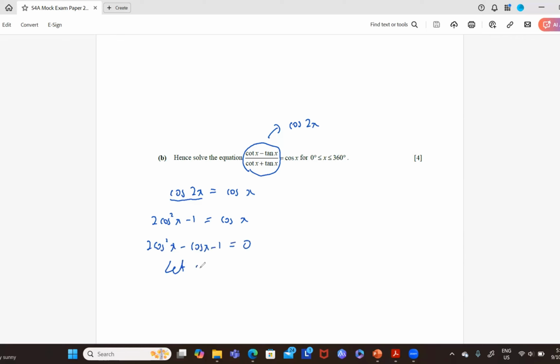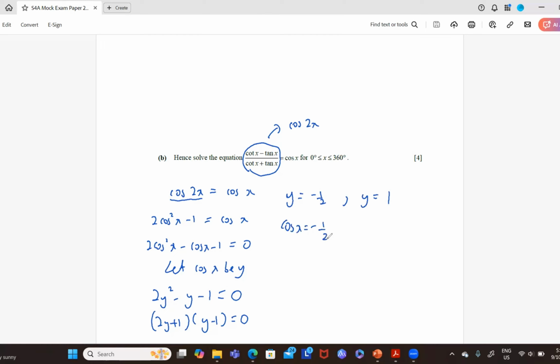Right? So let cosine x be y. So this is 2y squared minus y minus 1 equals 0. From here, factorize: 2y plus 1, y minus 1 equals 0. All right, so from here, y equals minus half, or y equals 1. So y is cosine x, right? So write down cosine x equals minus half.